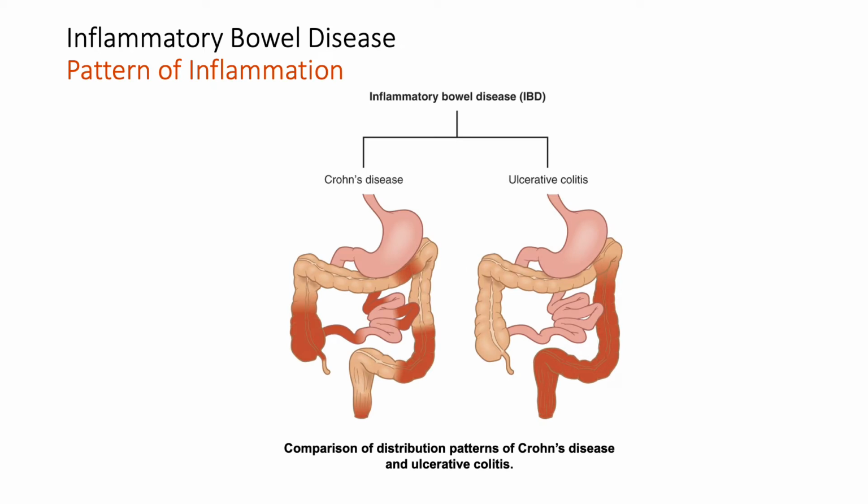This is an illustration of that. You can see the image on the left is Crohn's disease, and there are patches of inflammation that can be distributed anywhere between the mouth and the anus. So there are some patches you can see in this picture in the small intestine and in different places of the large intestine, whereas on the right you see ulcerative colitis, which is pretty much limited to the distal portion of the large intestine and the anus.